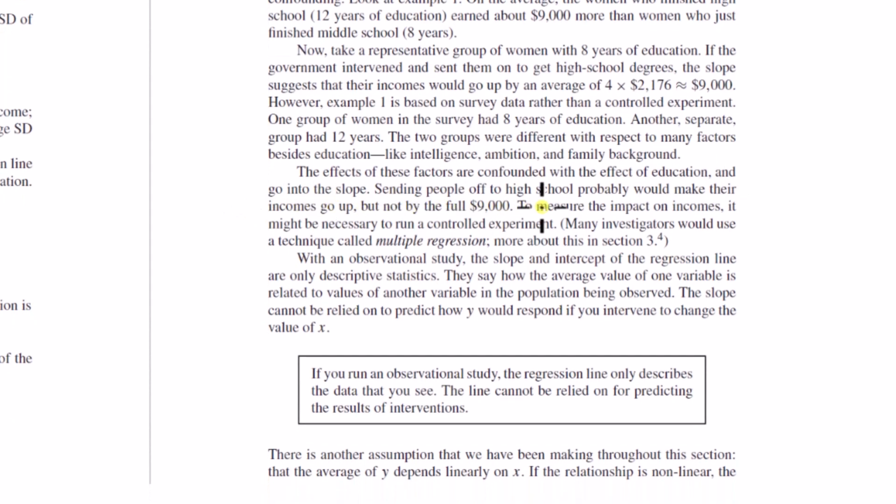Sending people off to high school probably would make their incomes go up, but not by the full $9,000. To measure the impact on incomes, it might be necessary to run a controlled experiment. Many investigators would use a technique called multiple regression. More about this in section 3.